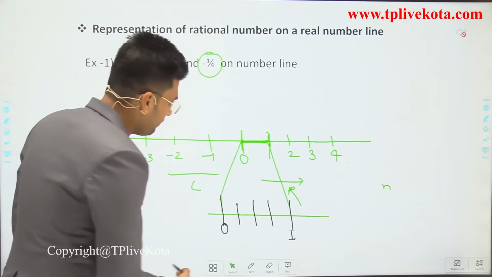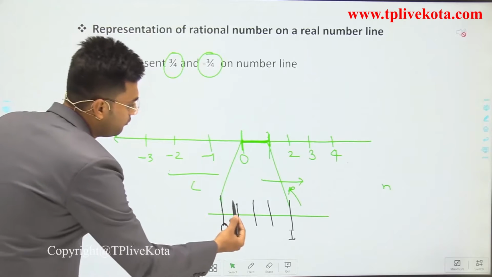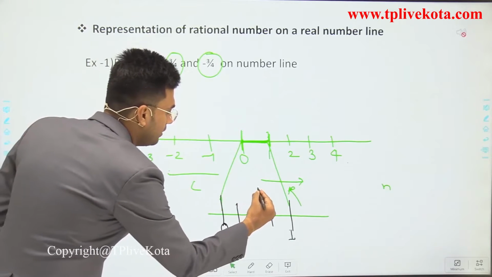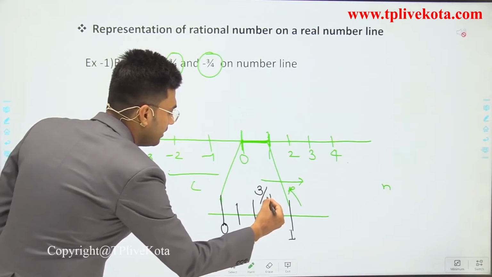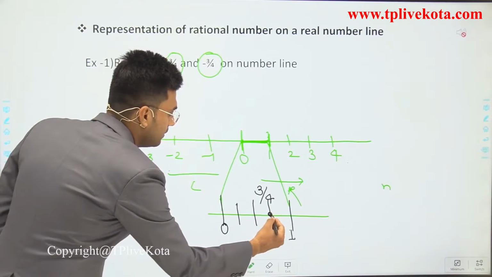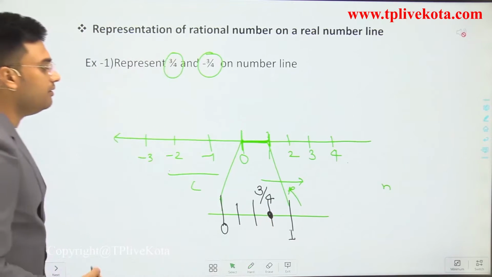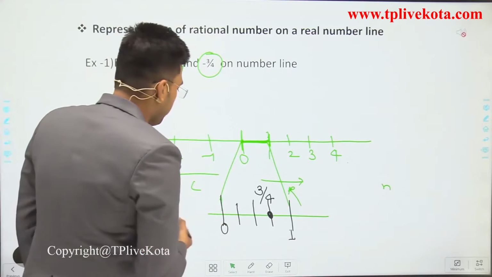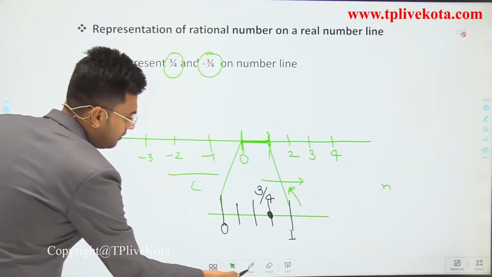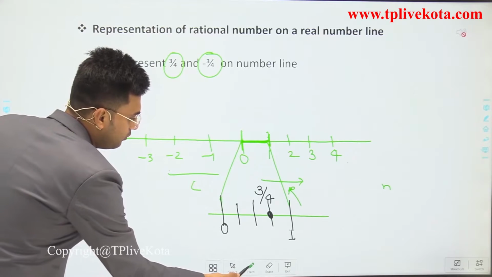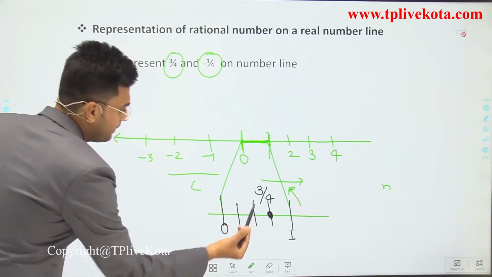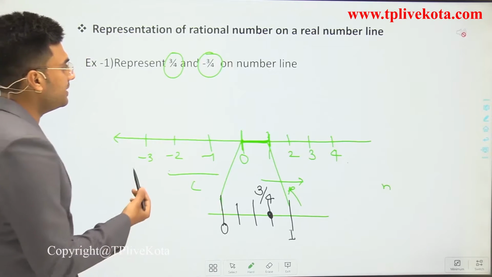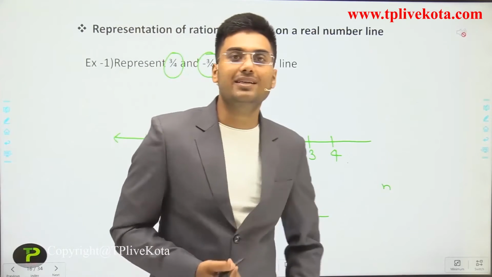So what will we get if we go through this direction? 1, 2, 3. This is what? This is 3 by 4 itself. This point is what? 3 by 4. Okay. Now we have to represent -3 by 4 also. Where does -3 by 4 lie?